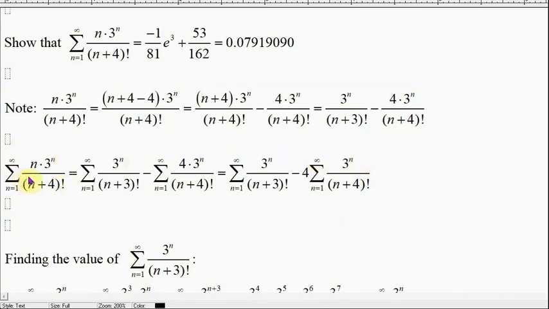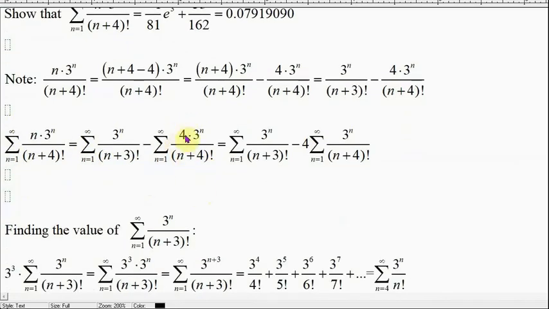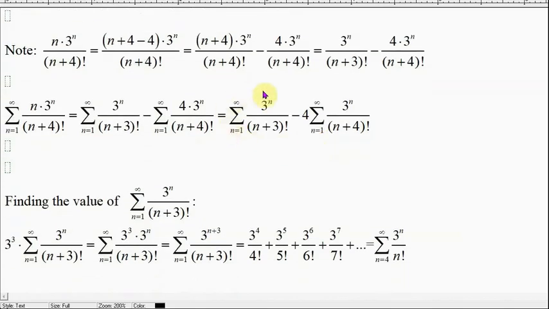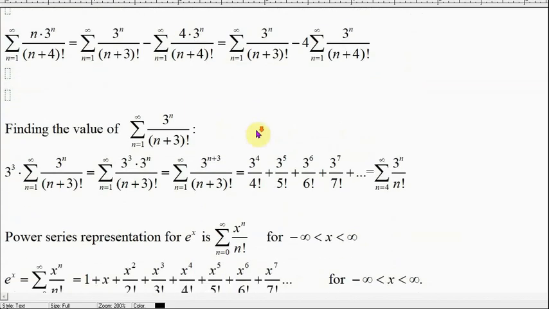So this is our original series. And now we can rewrite it as the summation of 3 to the n over (n plus 3) factorial, minus the summation of the expression 4 times 3 to the n over (n plus 4) factorial. Here we can move this 4 and place it in front of the summation. What we need to do next is find the value for this summation and then find the value for this summation. So let's find the value for this one first.